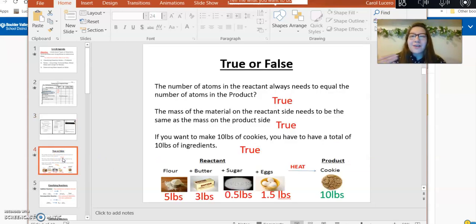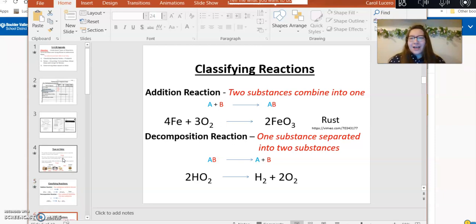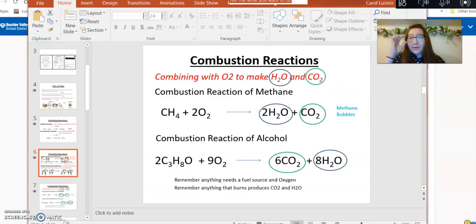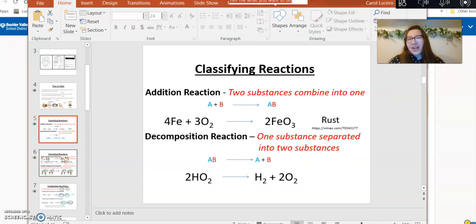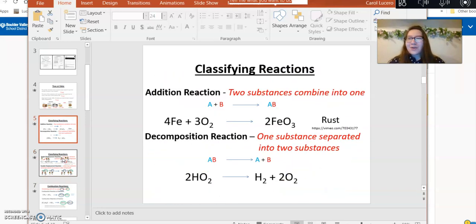We start off talking about true and false. Take your time, read through them, make your guesses, and then check them on the PowerPoint. Then we talk about a couple of different reactions. We have about 5 different types of reactions: addition reactions, decomposition reactions, single displacement, double displacement, and combustion. An addition reaction is where we take 2 different elements and join them together in one molecule. Decomposition is the opposite, where we have 2 elements joined together and they break apart.